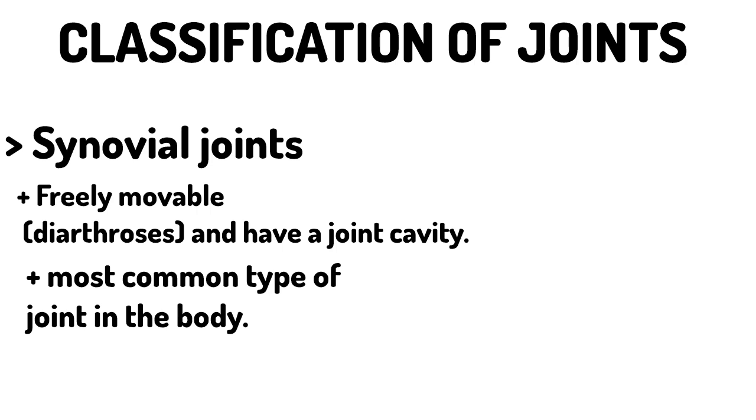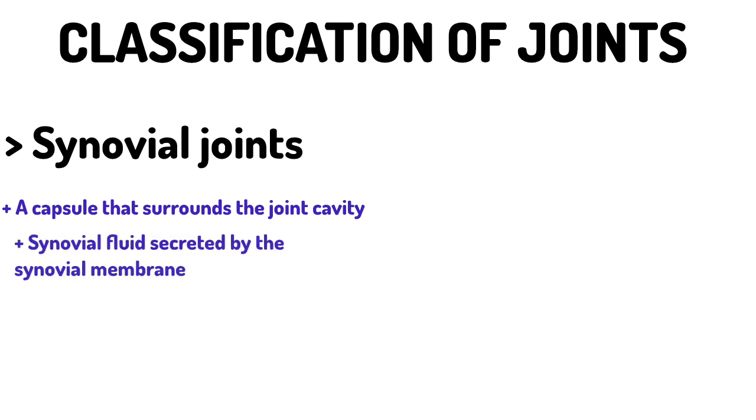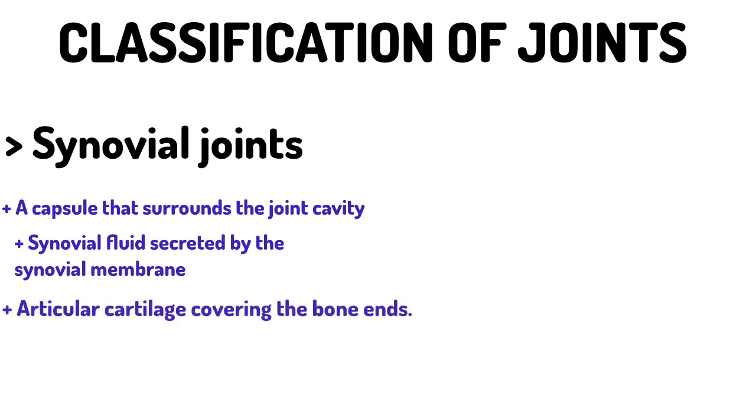A synovial joint contains a capsule that surrounds the joint cavity, synovial fluid which is secreted by the synovial membrane, and articular cartilage covering the bone ends, allowing smooth movement and preventing direct bone-to-bone contact. Now, these joints are further categorized by structure and permitted movement.